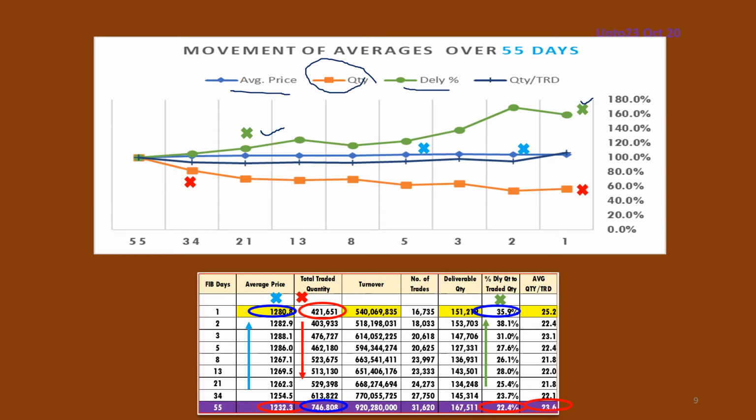And the last part of it is quantity per trade. Higher the quantity per trade means lesser number of small players and increase in the number of bigger players. And as we will see here now, the 55 days average is 23.6, whereas the latest quantity of the first day is 25.2, 22.4. It is around 22, 23, which means there has been continued interest of sizable players in the market, and it could be taken as positive in terms of the involvement of big players.